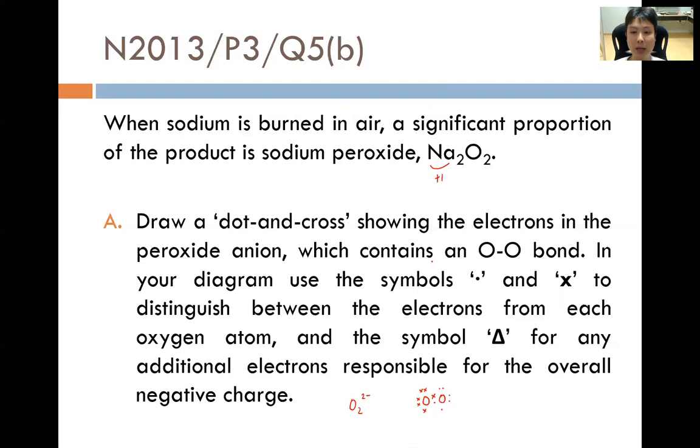to get a stable octet configuration. But in this case, since it's sodium peroxide, each sodium will lose 1 electron to this O2 2 minus anion. And hence there will be 2 triangles here, and these triangles are the electrons from sodium. So that's why there are 3 symbols here. The cross represents the electrons from this oxygen atom, the dot represents the electrons from this oxygen atom, while the triangle represents the electrons lost by the sodium atoms. So this is the dot and cross diagram of the peroxide anion.